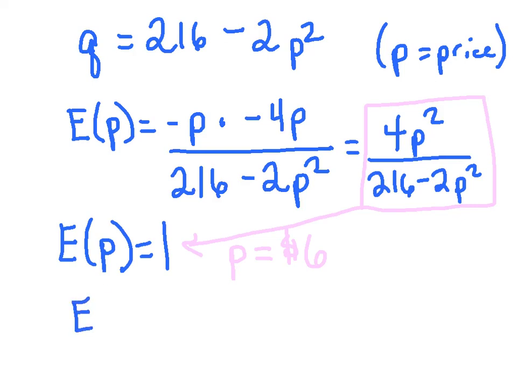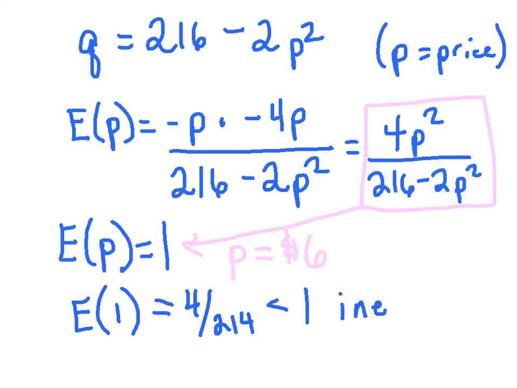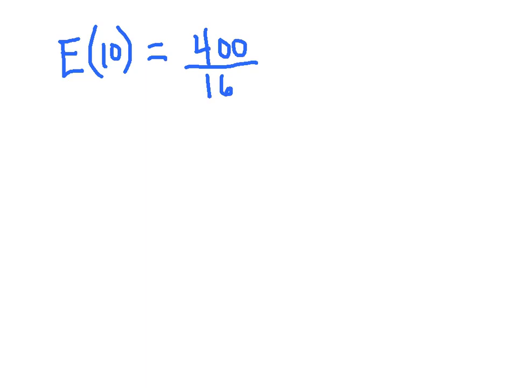So possibly we could look at a price of 1, so we could find E of 1, and I've gone ahead and looked at that as well, and that ends up being 4 over 214, which is less than 1, which tells us the values on the interval leading up to p is equal to 6 would be inelastic. If we evaluate and find the elasticity at 10, that's going to simplify to 400 over 16, which even without reducing any further, we can tell that that's greater than 1, which is telling us that the values on the upper side, or greater than 6, are going to be elastic.